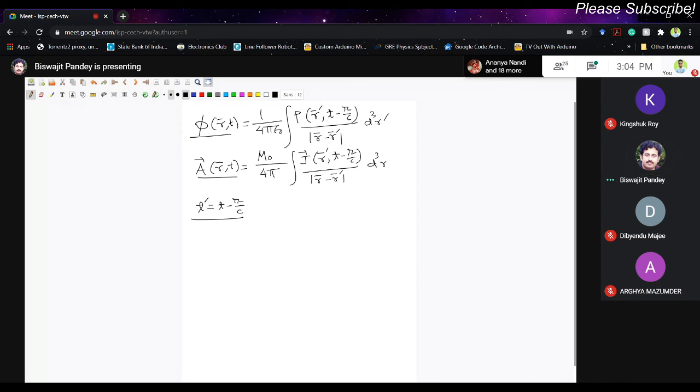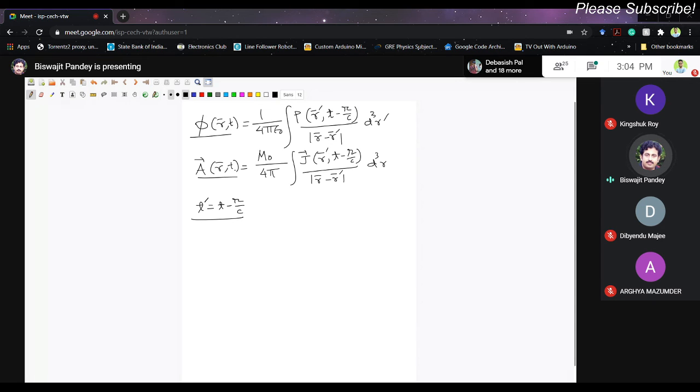And what is r? R is mod of r minus r prime, the distance between the source point and the field point. Because the electromagnetic signal always takes some finite amount of time to travel from one point to another, this is telling you that because of the finite distance between the source and the field point, the signal takes some time to reach the field point. The potential that you are calculating at the present moment t is not due to the contribution from the source at the present moment, but from some earlier time. And what is the time difference? That is exactly r by c.